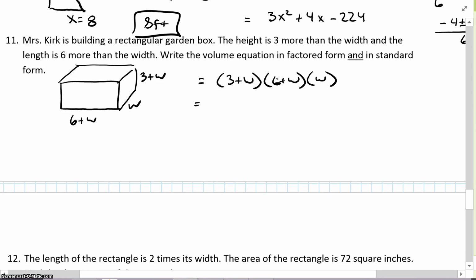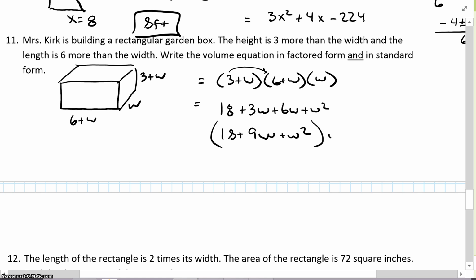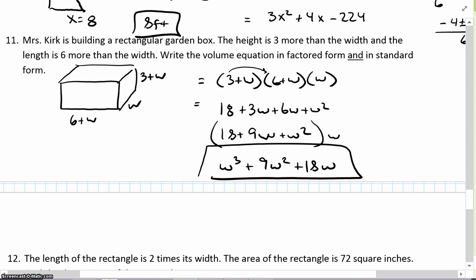Now let's put it in standard form. So 3 times 6 is 18. 3 times W is 3W. W times 6 is 6W. And W times W is W squared. So that's going to be 18 plus 9W plus W squared. Don't forget the other W. So here we go. So I'm going to have W cubed plus 9W squared plus 18W. That is our volume. Okay, probably not going to have one like that on the test.